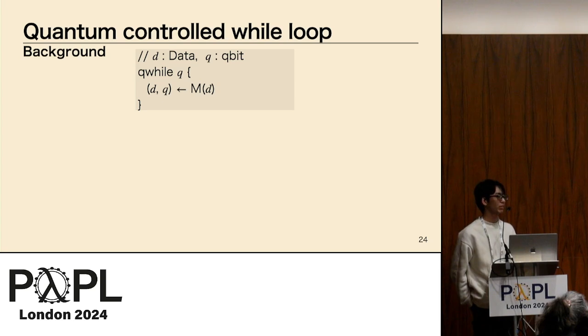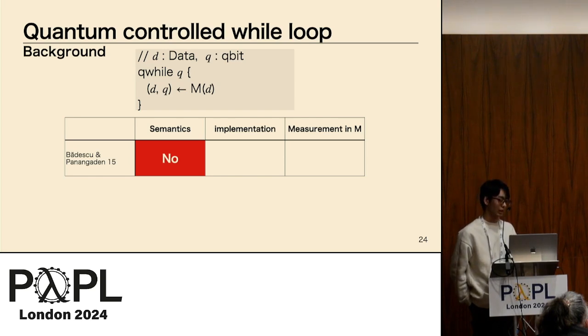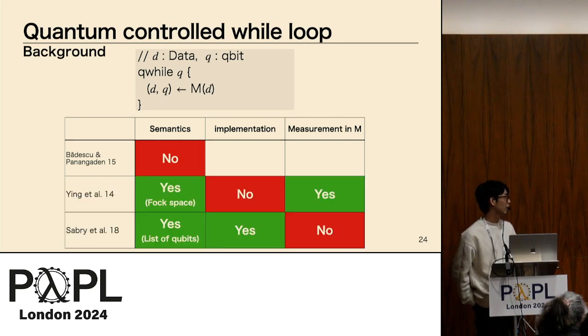We already have several works about this semantics. First of all, Badescu et al. have observed that in their domain theoretical framework, they could not give a good semantics for this kind of program. But there is other work, done by Ying et al. and Sabre et al., and both of them could define the semantics of this kind of program using infinite dimensional Hilbert spaces. The difference is that with the semantics defined by Ying et al., we cannot know how to implement this program, but Sabre et al. observed that they can know how to compile this program using a list of qubits.